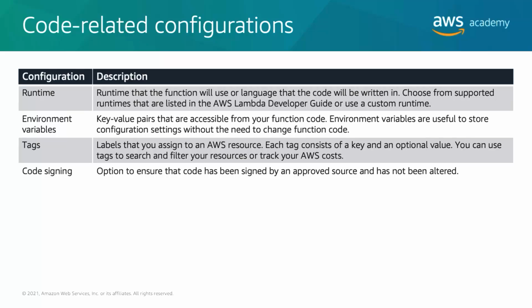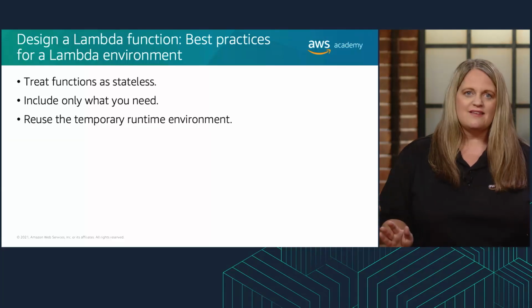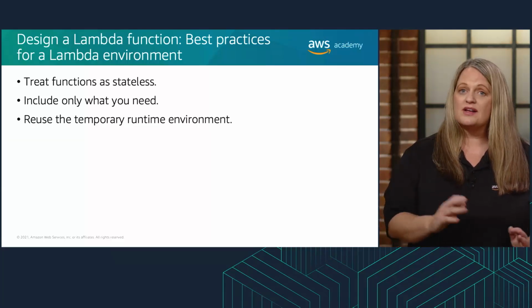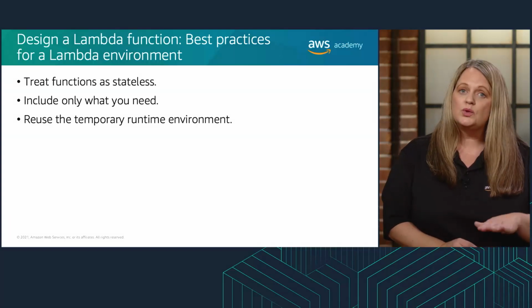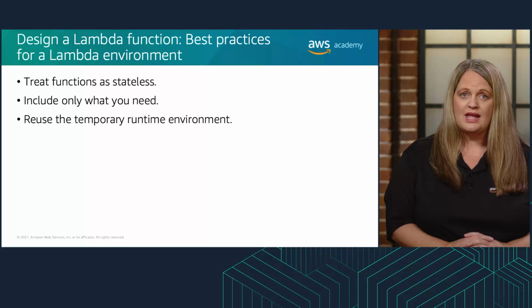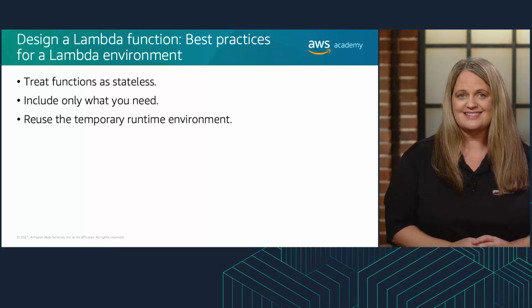There are a few best practices to follow when you design your Lambda function. First, treat functions as stateless. Don't save any information about state within the context of the function itself, because your functions exist only when your work must be done. It's important for serverless applications to treat each function as stateless.